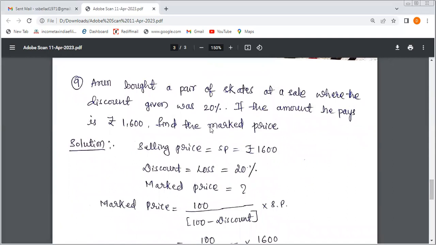In the ninth problem, Arun bought a pair of skates at a sale where the discount given was 20%. If the amount he pays is 1,600, find the marked price. So the selling price of this pair of skates is 1,600. Discount is given here, so you have to treat this discount as a loss. It is 20%. And you have to calculate the marked price, MRP.